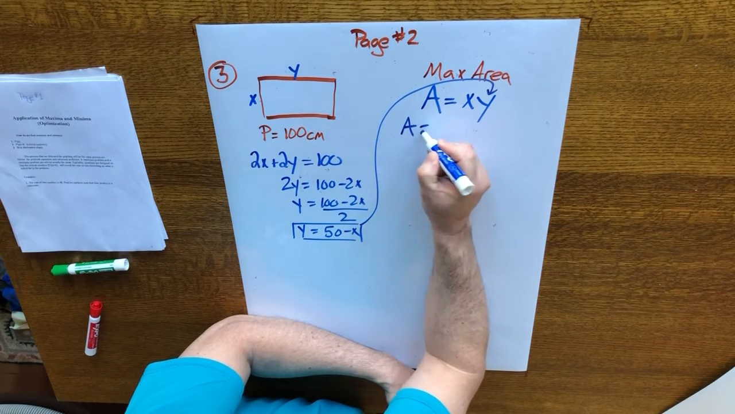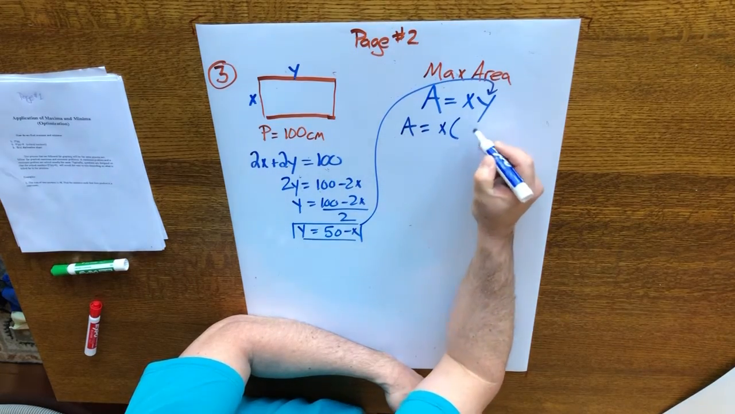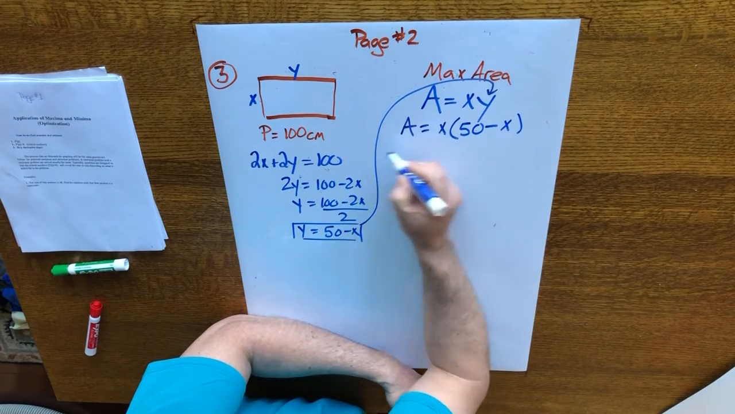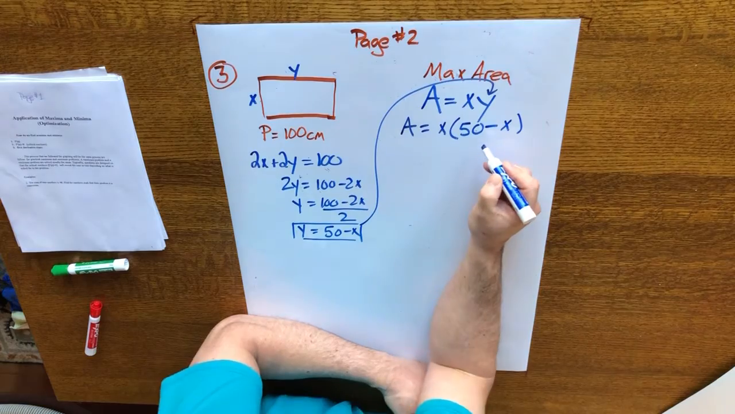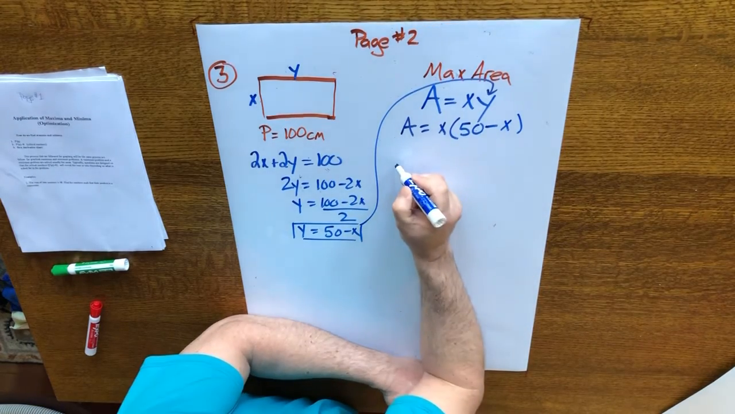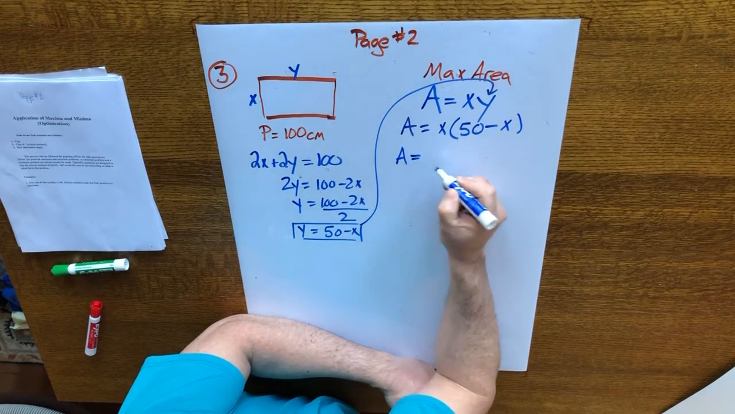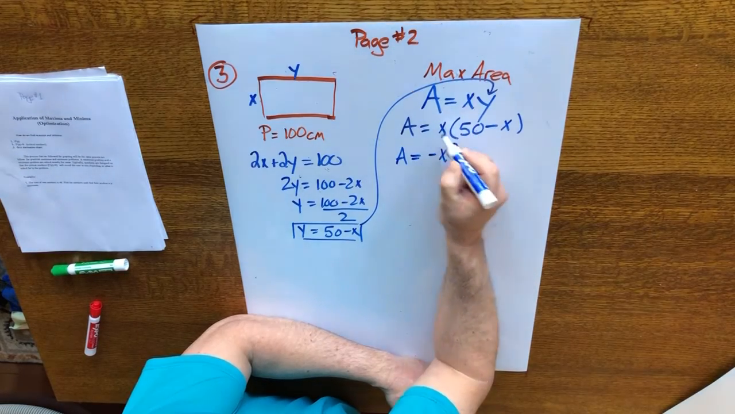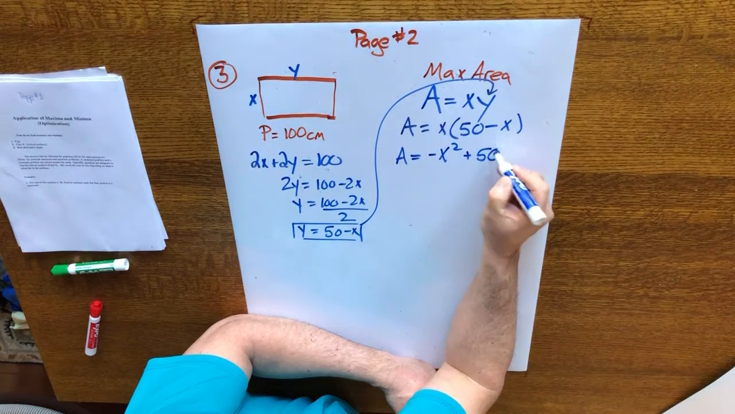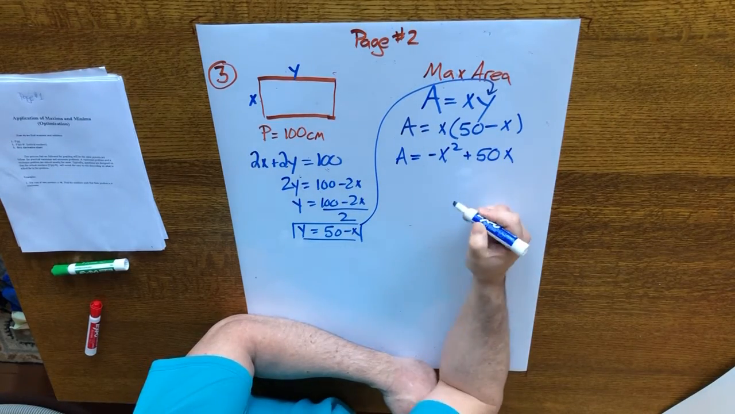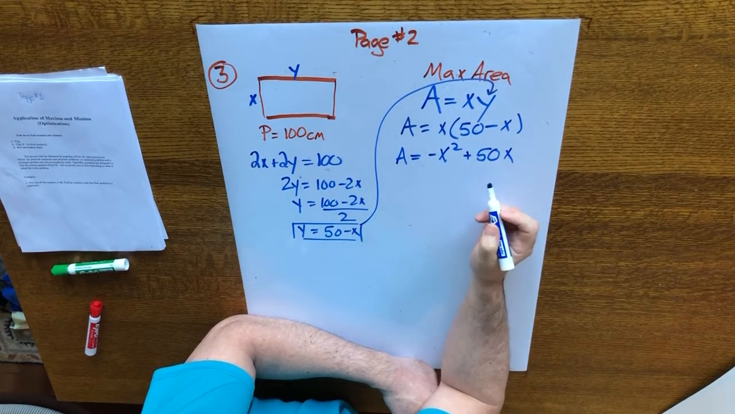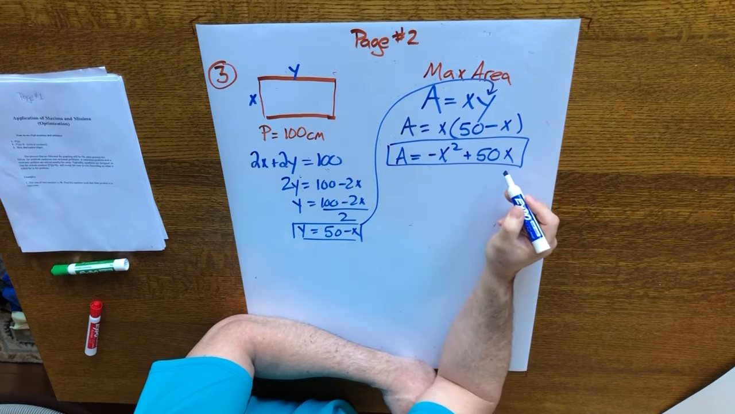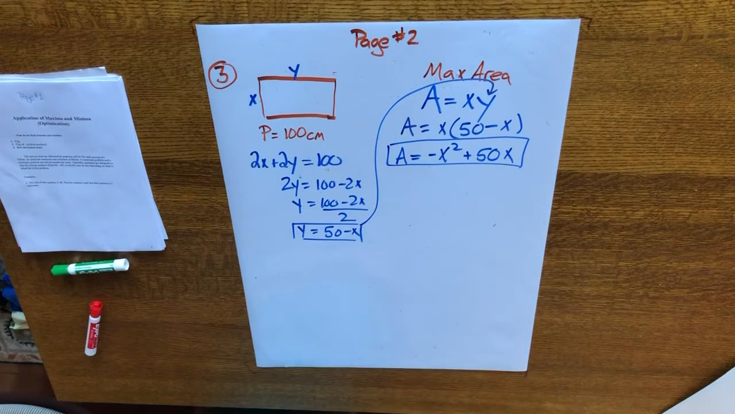So the formula for area now is x times y, and y is equal to 50 minus x. This is the expression that we're going to take the derivative of and set equal to 0, but you want to simplify it as much as possible. So A is going to be equal to x times negative x is negative x squared, 50 times x is 50x. I wrote it in this order because it looks more like a traditional quadratic with the x squared term first. Put a box around that. That's a simplified version of the function that you want to take the derivative of.